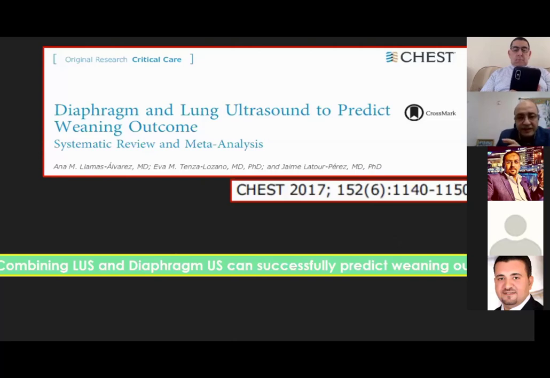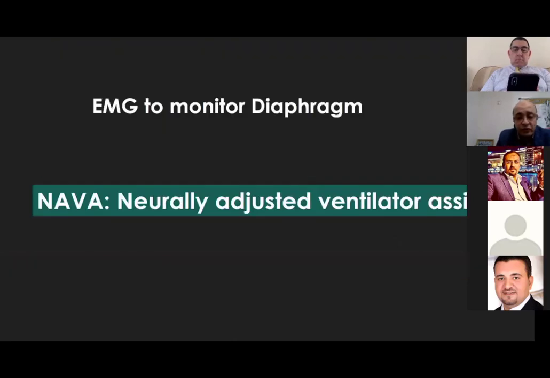There is a lot of evidence that when we combine diaphragm ultrasound and lung ultrasound to predict weaning failure, you have a very good outcome. You can monitor the diaphragm by EMG. And there is a famous, well-known mode, and I'm not sure if it's available in Egypt, in Maquet: neurally adjusted ventilatory assist mode in the Servo-i. There is what we call the NAVA mode.